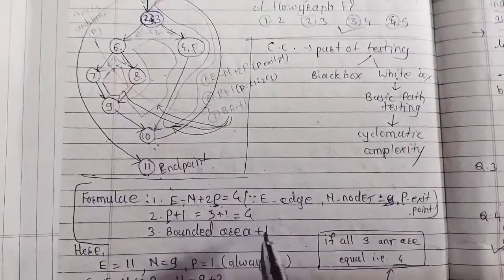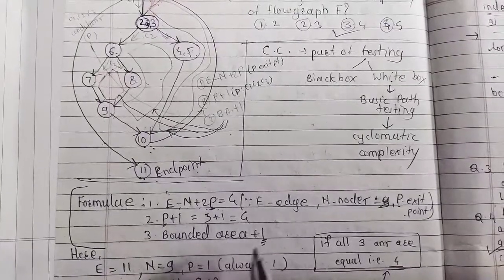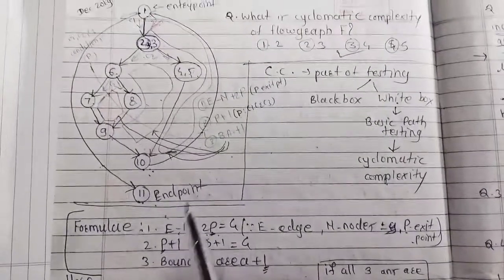Now the third is bounded area plus 1. This plus 1 is for the unbounded area. Unbounded area means we have to check here.